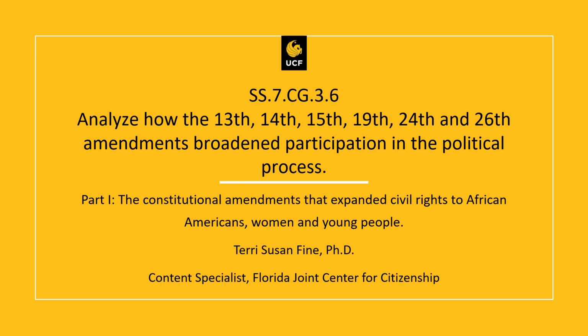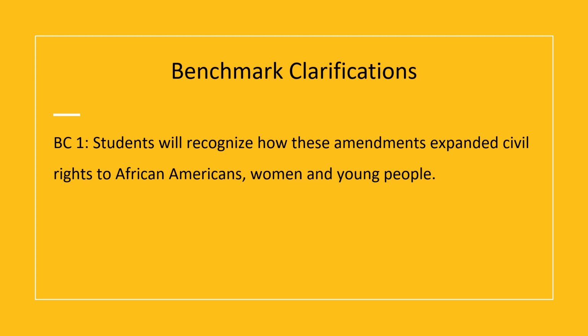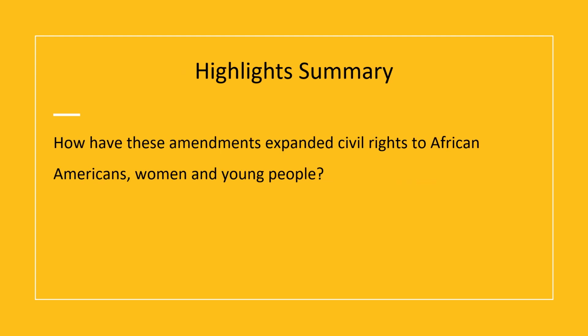Today we look at benchmark CG 3.6, in which we will analyze how the 13th, 14th, 15th, 19th, 24th, and 26th Amendments broaden participation in the political process. In Part 1, we focus on the constitutional amendments that expanded civil rights to African Americans, women, and young people. We will focus on benchmark clarification 1, in which students will recognize how these amendments expanded civil rights to African Americans, women, and young people.